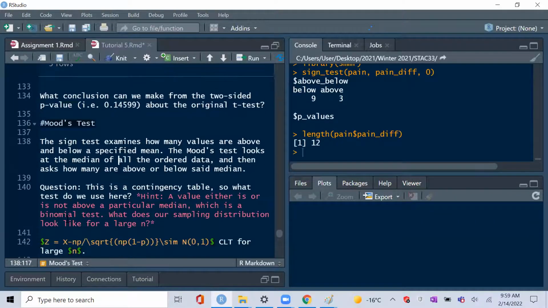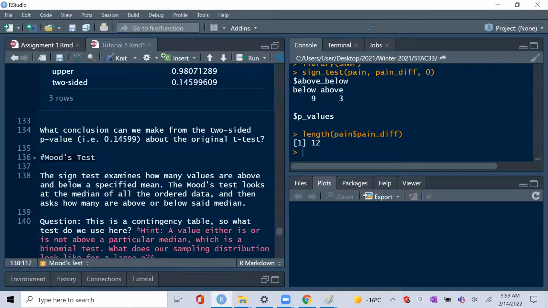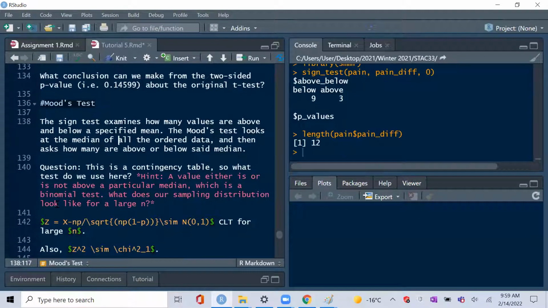I don't think I'll have time to talk about the mood test for this tutorial, but I will talk about it for the one that's starting at 10 to 11.